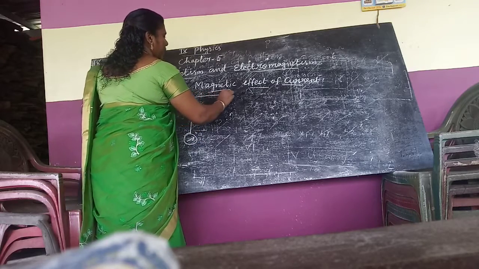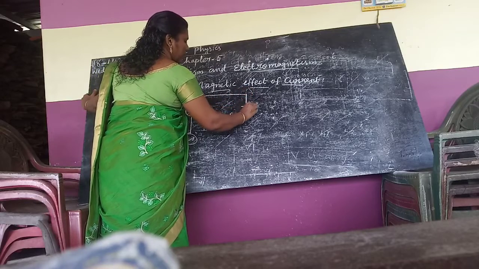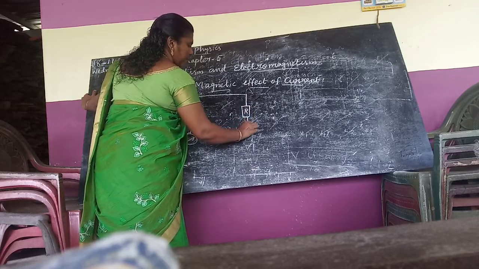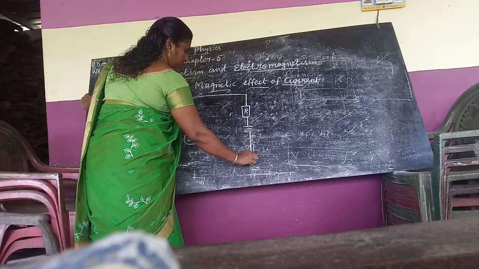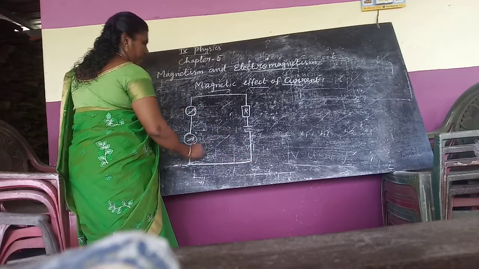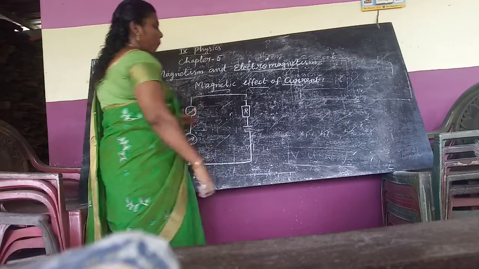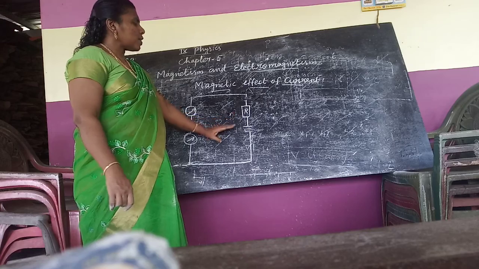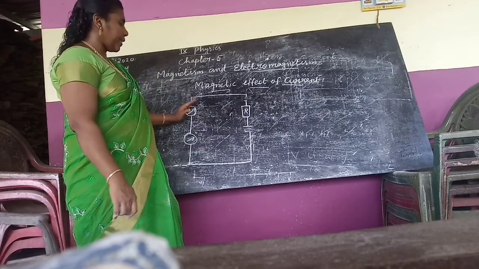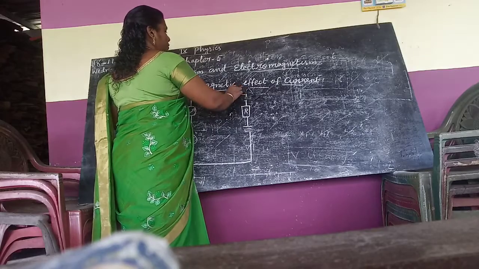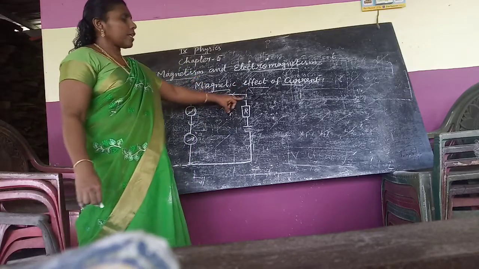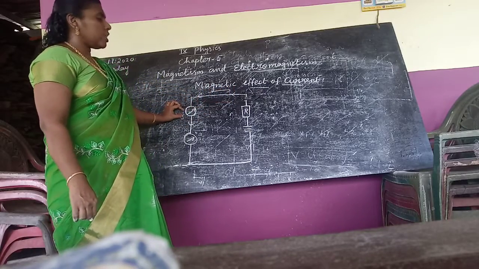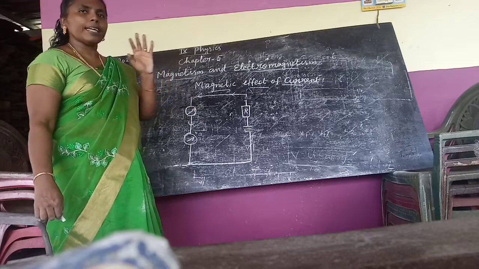Fix two magnetic needles. There is the resistor and the battery. Now suppose this circuit is open, not closed. Open means the current does not flow through the conductor. So the circuit open means current does not flow through the conductor and the magnetic needle does not show any deflection.